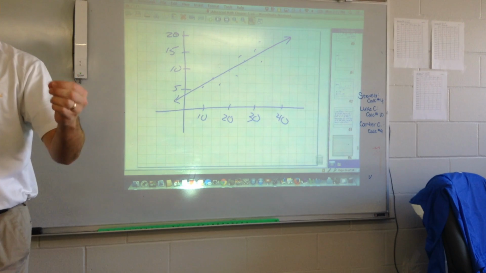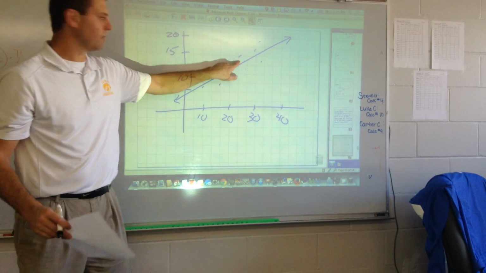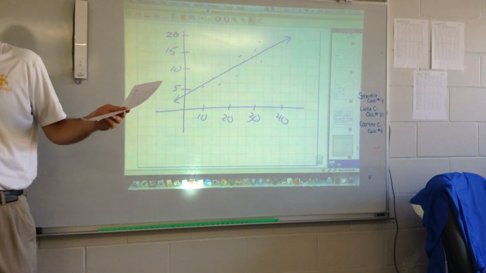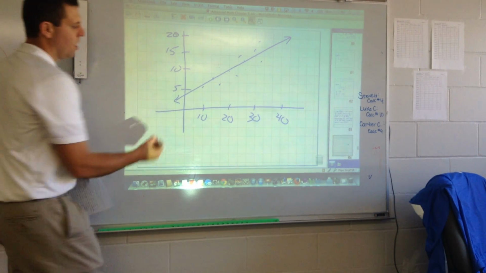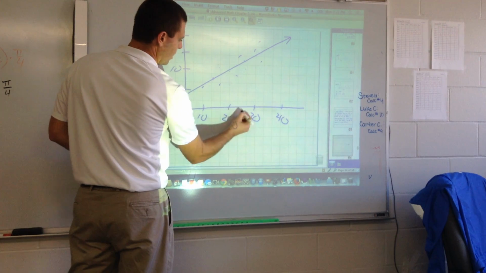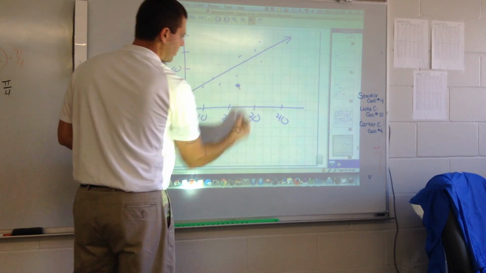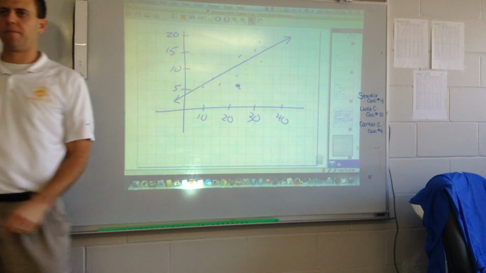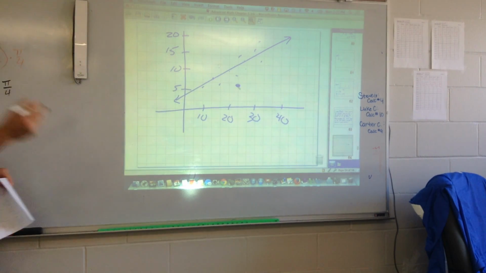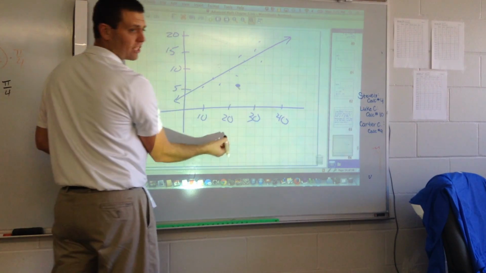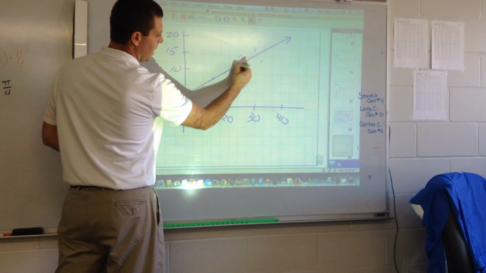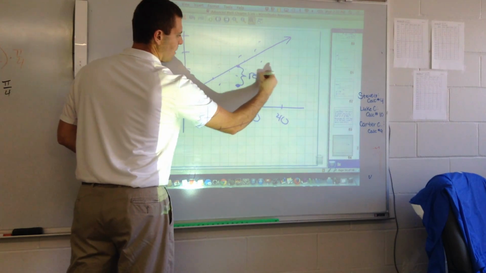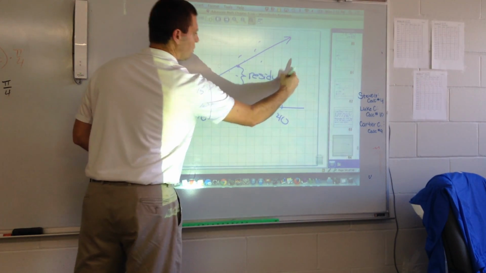But does that mean that it's going to be exactly right there? No. Probably pretty close if it's got a good r value, right? Well, let's say it only was about right here. Let's say the actual y value was here instead of up here. The difference between the actual value and what the prediction was, that is called the residual.